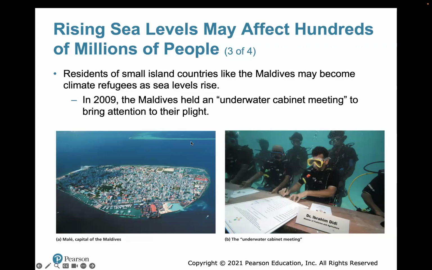For this reason, residents of small island countries like the Maldives may become climate refugees as sea levels rise. In 2009, they held an underwater cabinet meeting to bring attention to this fight. Part of the purpose of the campaign was to draw global attention to the impact of climate change. Today it's not just the Maldives, major cities like Miami are also facing sea level rise challenges, and they're also trying to bring attention and solutions to this.